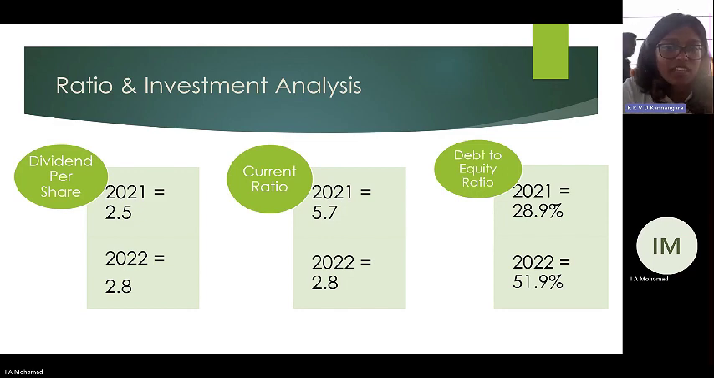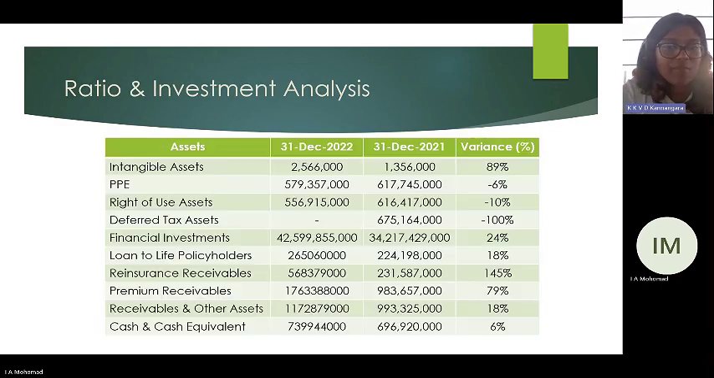Moving on to the next slide, it shows the specific variances that have happened to the assets of the company in the years 2021 and 2022, which gives us an idea about the risk, performance, and the operations of the company.